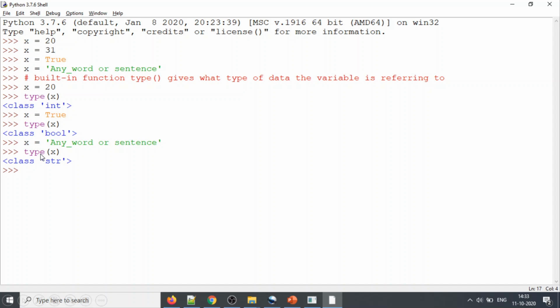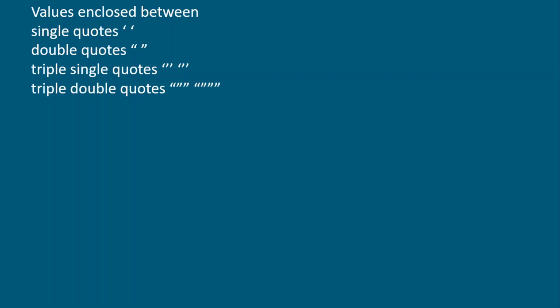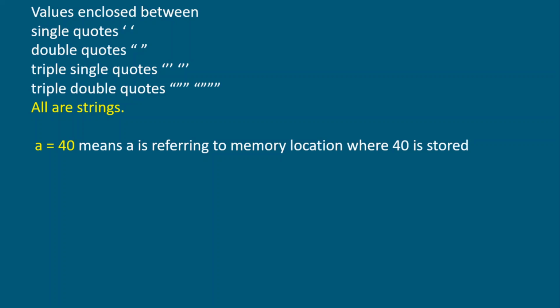Alright, points to note down from this lecture. A group of characters enclosed within single quotes or double quotes or triple single quotes or triple double quotes is called a string in Python. A equals 40 means the value 40 is stored in the memory location which the variable A is referring to. A variable does not store a value in itself. Rather, it points to a memory location.